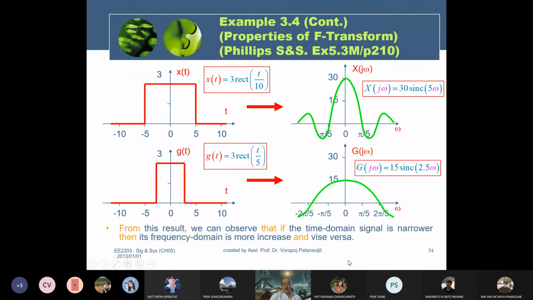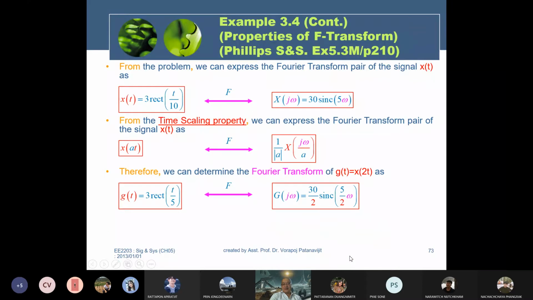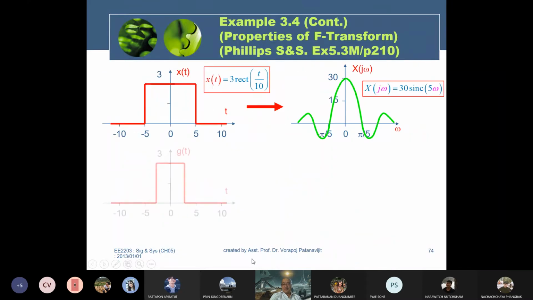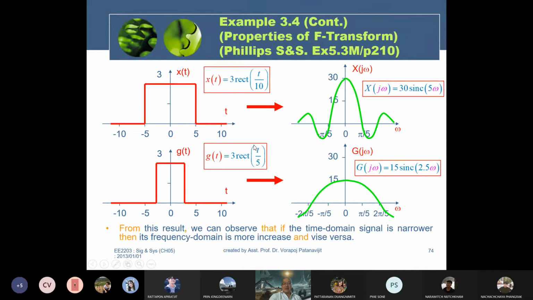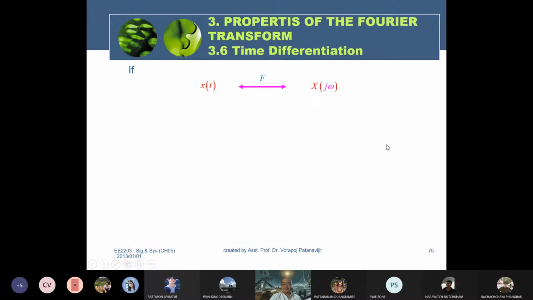Okay. Next one. Therefore, you can see that if you scale the time, if you compress the signal in time, it seems you expand it in frequency, and the reverse process. If you have g(t) at the original and you expand it in time, the frequency you compress.